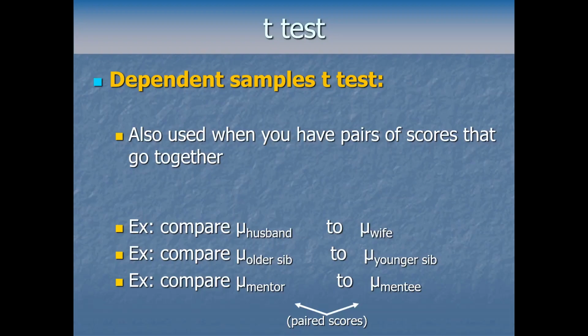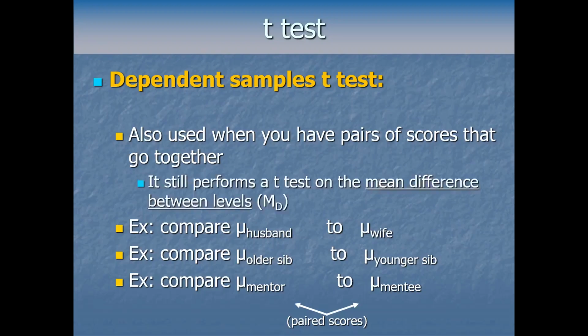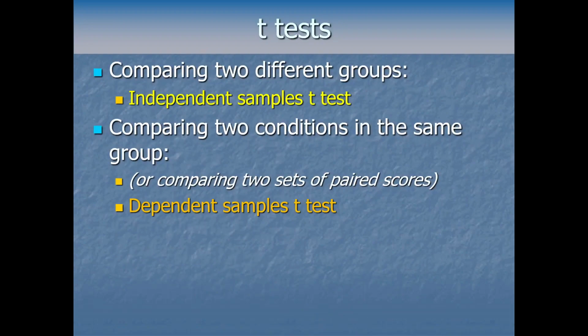It's similar to how a within subject design means each condition's scores are paired because it's the same person in both conditions. Here it might be different people, but the scores are paired in some way. They're still clearly related and dependent. But the stats are the same either way. If you're doing a dependent samples t-test, it still performs a test on the mean difference between the levels, between the two sides here. The mean difference between husband scores and wives scores, or older scores and younger scores, or something like that. Okay, so let's sum up the main t-tests.